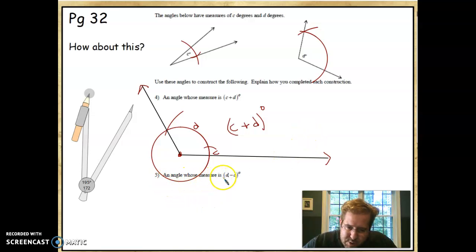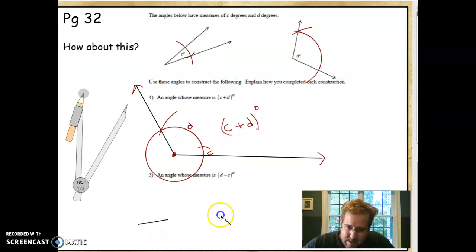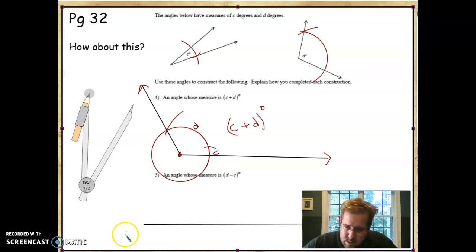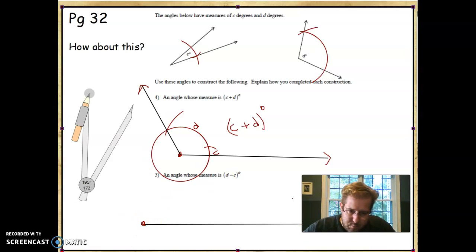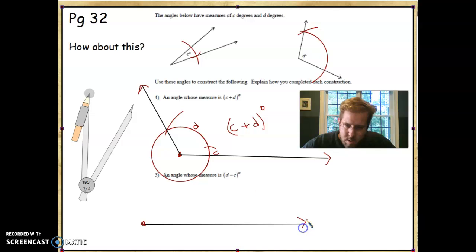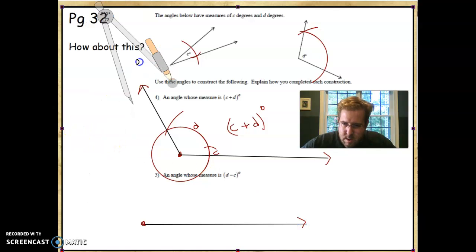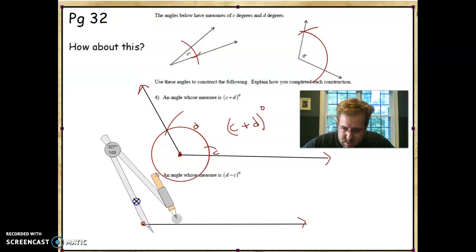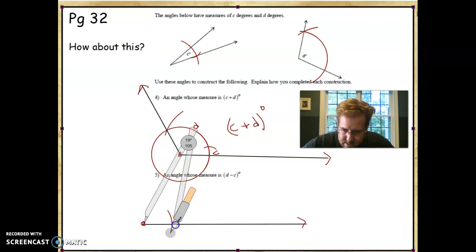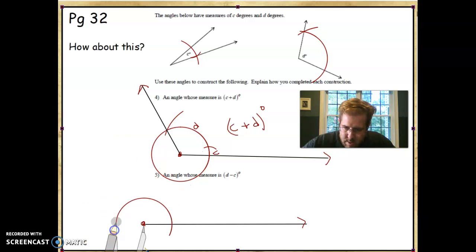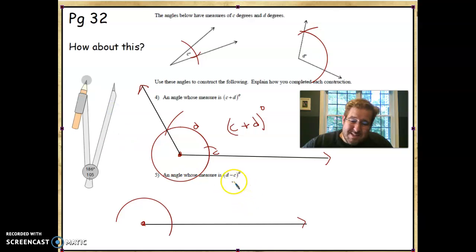An angle whose measure is D minus C degrees. Okay, very similar to what we just did. Last one here, of course. So start off with a simple ray. All right, so then what I need to do is go back and measure the same first arc. So let's do the same first arc, make things nice and easy on myself. All right, I know last time I did a circle, but this time it's subtraction, so it shouldn't be as big of an angle as this one. I know it's going to be smaller than that.